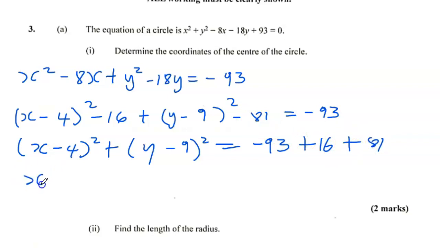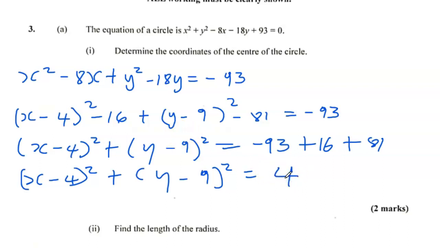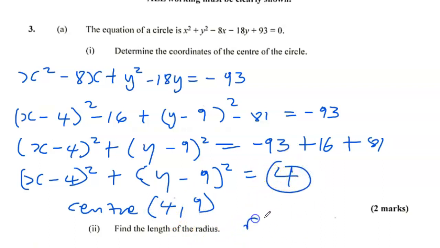So we end up with (x minus 4) squared plus (y minus 9) squared, and negative 93 plus 16 plus 81 gives us 4. So the center of the circle would be with the values that make the bracket 0. First for the x, it's 4, and for the y, it's 9. And the radius, on the right hand side here is r squared, so r squared equal to 4, so the radius r equal to 2 units.